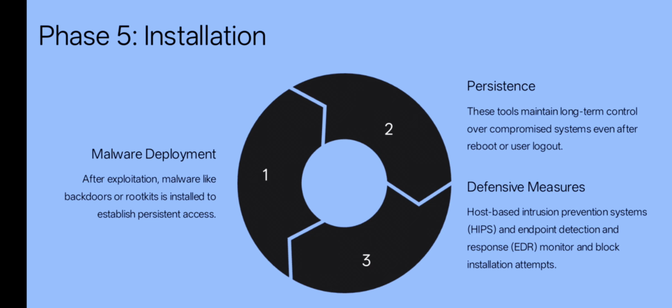4. Common malware types used for installation. 4.1 Remote access Trojans, RATs. Allow remote control of the victim's system. Examples: NJRat, Dark Comet, Quasar. 4.2 Backdoors. Hidden entry points created to maintain access. Often implanted in legitimate applications or OS components.